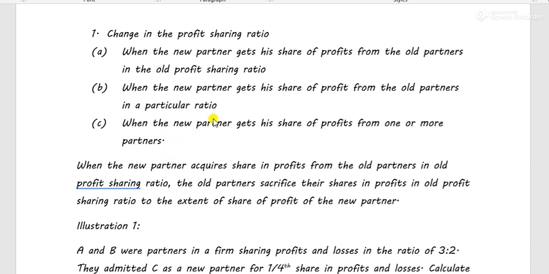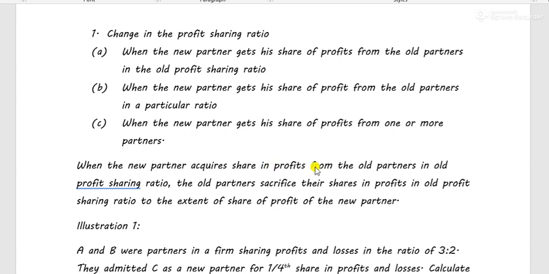The third one is when the new partner gets his share from one or more partners. Suppose A and B are sharing profits and losses in a firm, C enters, and in the sum it is given that only A sacrifices his part to give it to C. It means B is not sacrificing anything over here. So whatever A is sacrificing, C is gaining. That is the profit sharing ratio of C. So we'll study only the first case today, and the other two we'll study in the coming classes. So let's see what the first case says.